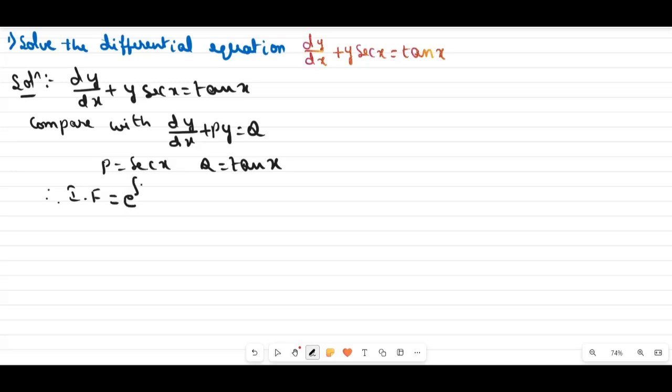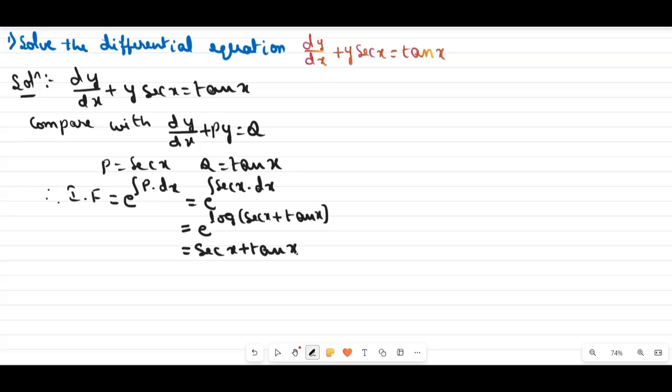What is that? e to the power of integral of P dx. Just substitute the value of P: secant x into dx. We know the integration of secant x is log of secant x plus tan x. So e to the power log will vanish, and only secant x plus tan x will remain. So this is the integrating factor.